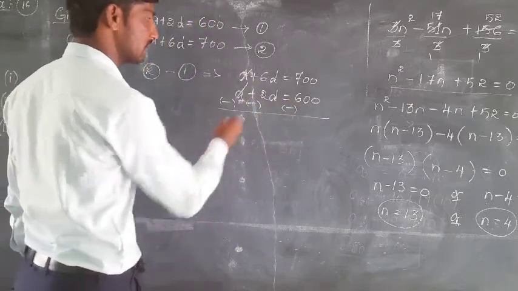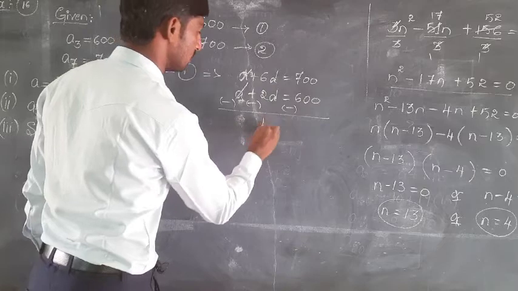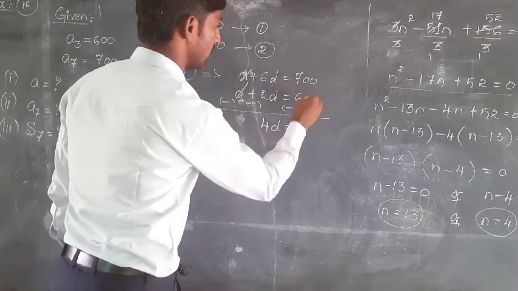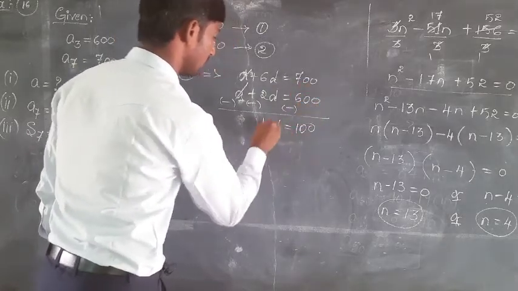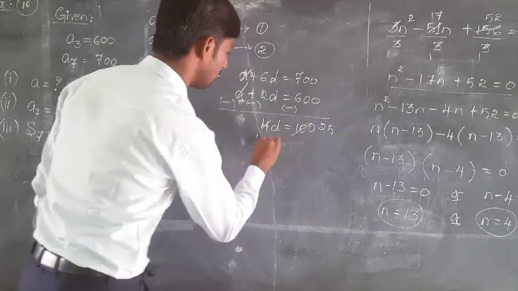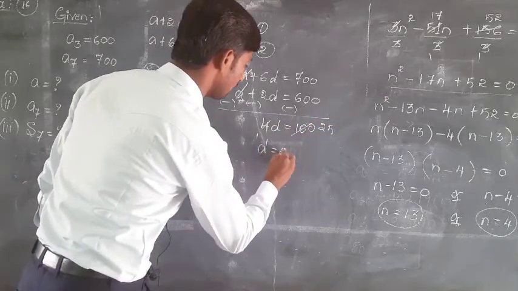Plus A minus A get cancelled. 6D minus 2D is 4D, which is equal to 700 minus 600, that is 100. So 4 ones are 4, 25 fours are 100. So the common difference of that AP will be 25.